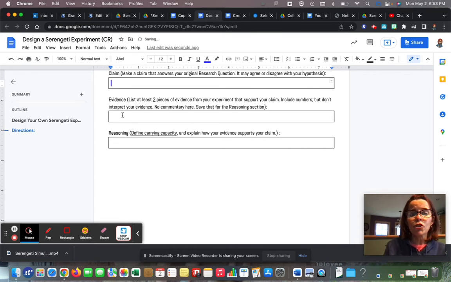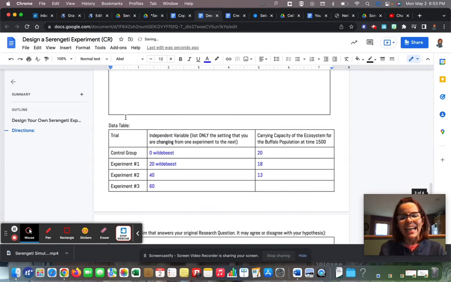Okay, then you're going to give two pieces of evidence. All you need to do for the evidence is state facts. When there were 0 wildebeest, the carrying capacity was 20. But when there were 60 wildebeest, the carrying capacity was 5. Whatever, it doesn't matter. But notice that I didn't interpret it. I just said the facts. When there were this many, this is the number.